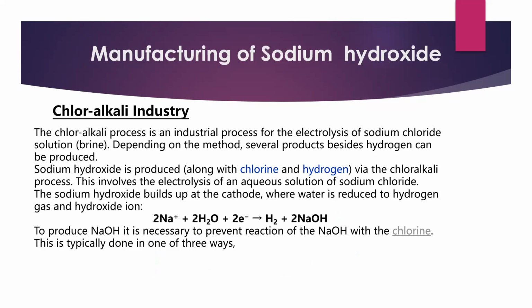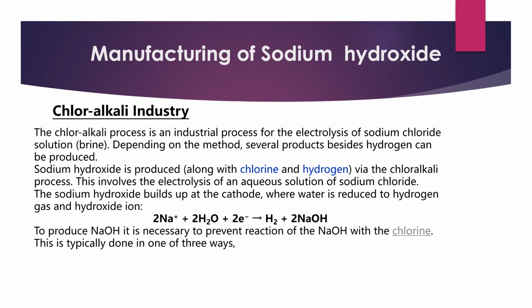Chloroalkali industry. The chloroalkali process is an industrial process for the electrolysis of sodium chloride solution, brine. Depending on the method, several products besides hydrogen can be produced. Sodium hydroxide is produced along with chlorine and hydrogen via the chloroalkali process. This involves the electrolysis of an aqueous solution of sodium chloride.